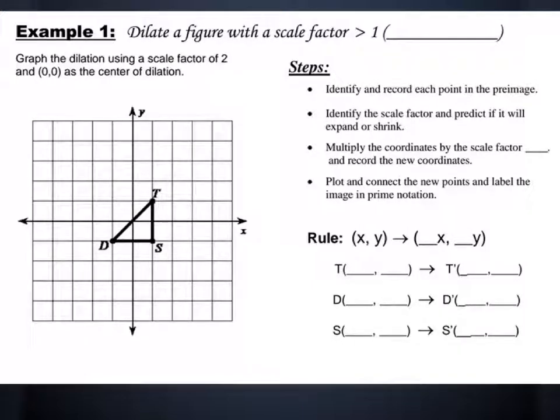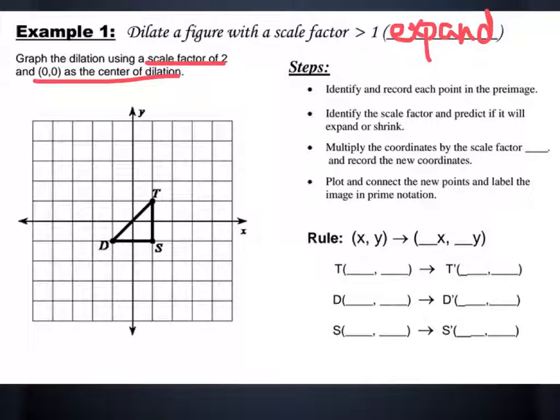So let's look at some examples. We're going to look at example 1 first. We're going to dilate a figure by a scale factor greater than 1. This means that we're going to expand our figure. It's going to get bigger. Now, the graph has the pre-image on it. We're going to dilate this using a scale factor of 2, and 0, 0 is going to be our center of dilation. For us, most of the time, our center of dilation is going to be at the origin. It will not always be that way, but for you in 8th grade, your center of dilation will typically be 0, 0.